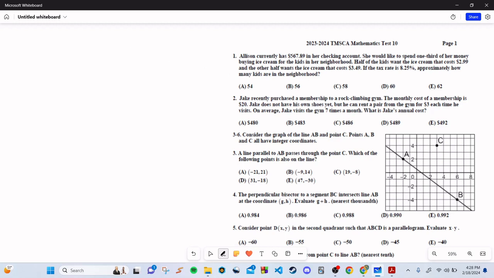So, got $567.89 in the account. So wants to spend a third of it. Buying ice cream, half the kids want that. Okay. So we'd be saying we have this amount. We want to spend a third of it, so this over 3. We're going to set that, well, first equal to this tax rate times.